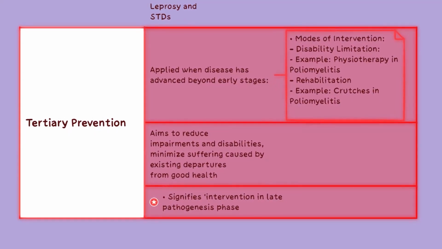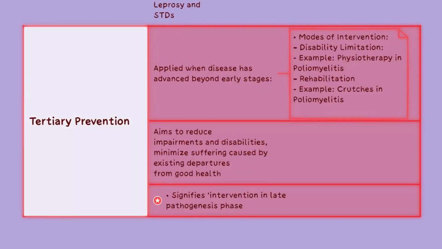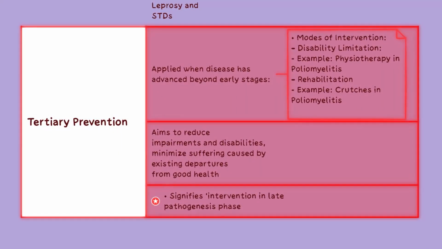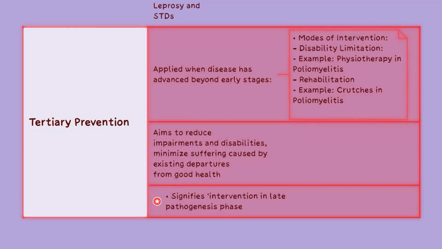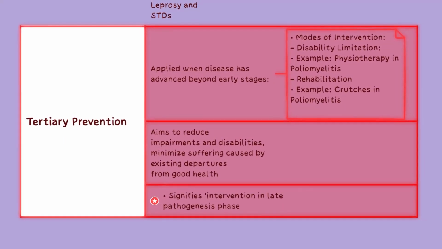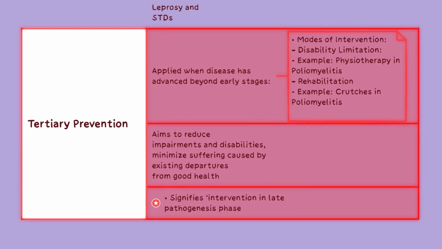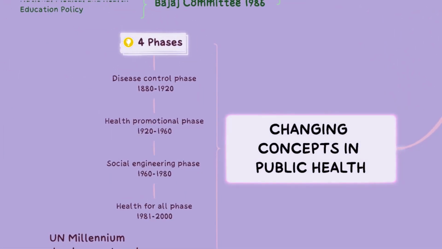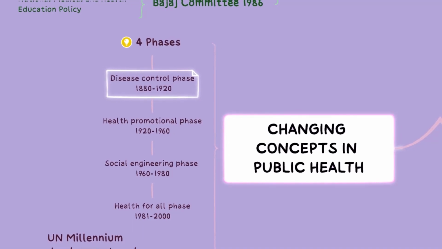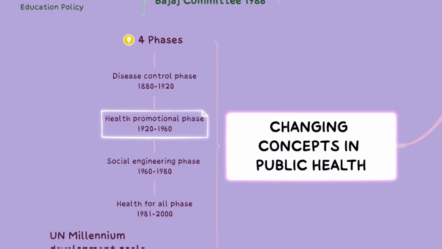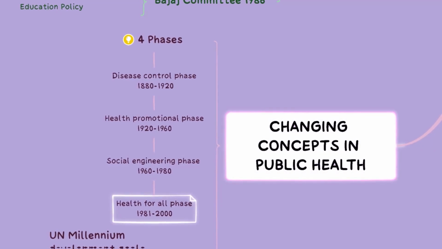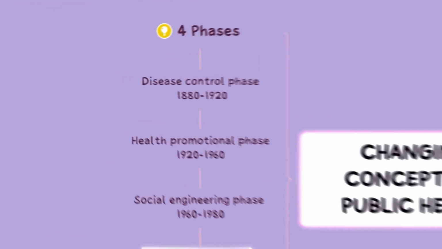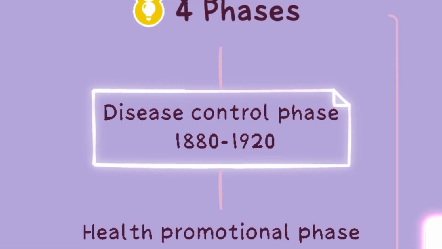Last is tertiary prevention, which is applied when a disease has advanced beyond the early stages and aims to reduce impairments, disabilities, and minimize suffering caused by existing health conditions. It focuses on disability limitation and rehabilitation to improve the quality of life for individuals with chronic illnesses or disabilities. Examples of tertiary prevention include physical therapy for individuals with mobility limitations or rehabilitation programs for individuals recovering from a stroke.